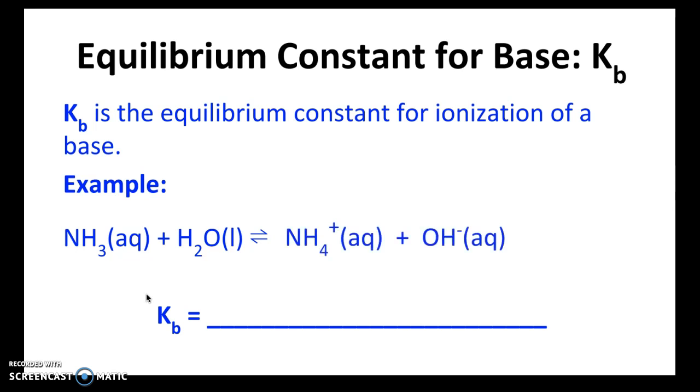Great, you should have NH4 plus and OH minus as your product. And that makes sense because remember, bases make OH minuses. And then this should be the Kb. We don't include the H2O because it's a liquid. We only include aqueous and gases in our equilibrium expressions.